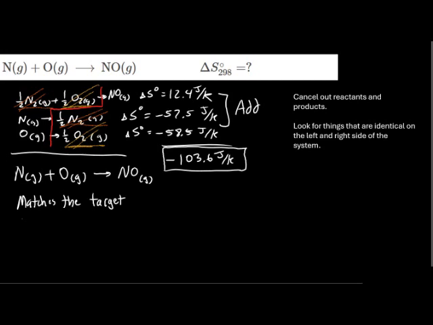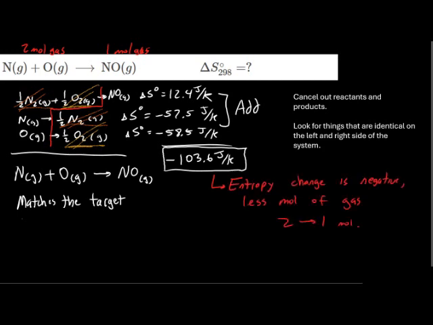Notice that in our target on the left side we have 2 moles of gas, and on the right we have 1 mole of gas. Therefore, our moles of gas have gone down, which matches up with the answer we've got, because we expect when our moles of gas goes down, our entropy change should be negative. And this is a good way to verify that you've done your work correctly.